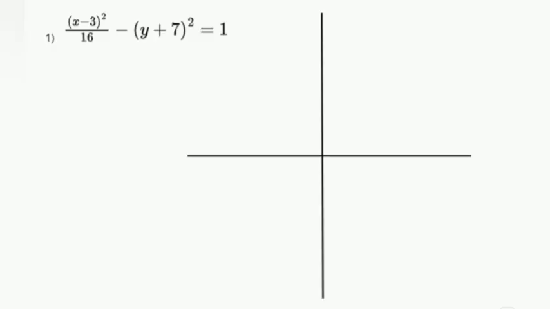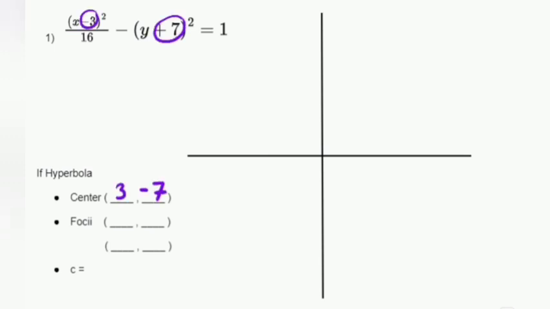For problem 1, we notice that both the x's and the y's are squared, and there's a minus sign in between them. That means this is going to be a hyperbola. This means we're going to ignore all the other squares and just focus on the hyperbola.